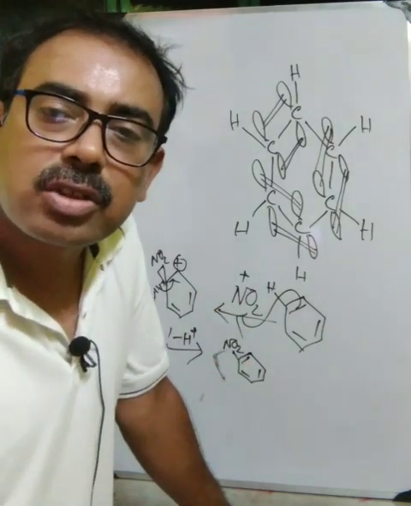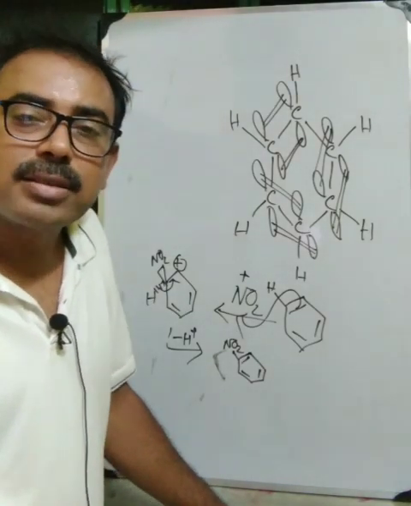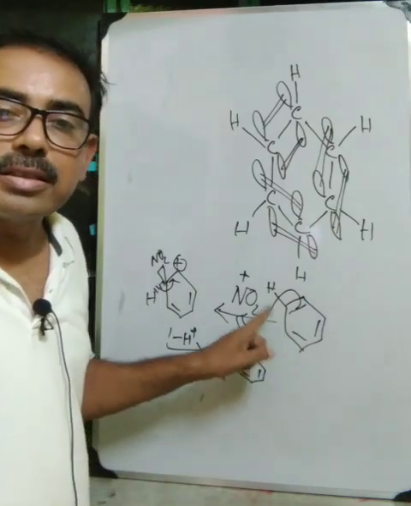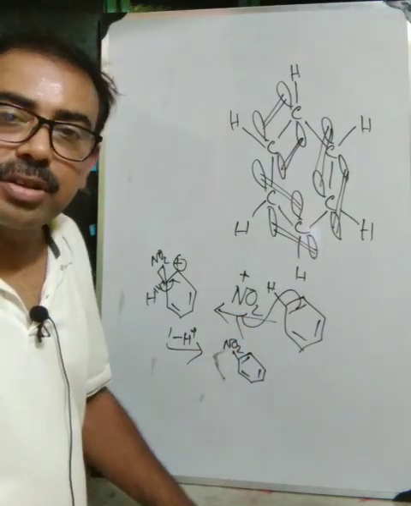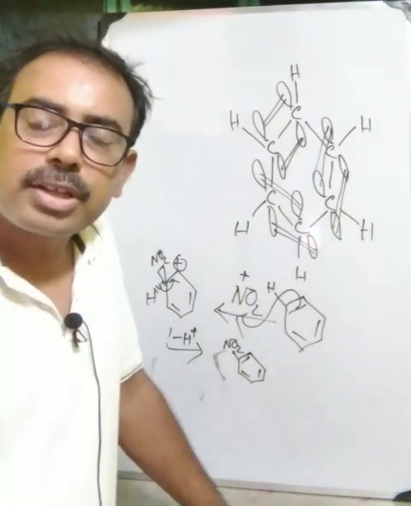That is why the reaction is called electrophilic substitution reaction, where an electrophile substitutes one of the hydrogens of benzene. So this is an example. This is actually a nitration reaction. So this is an example of electrophilic substitution reaction of benzene.